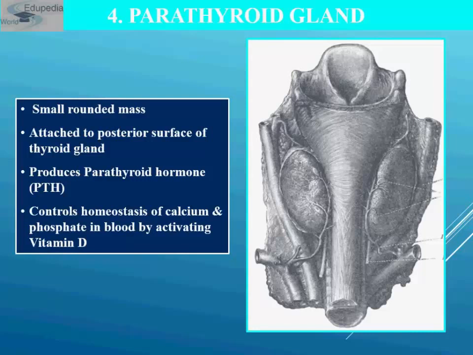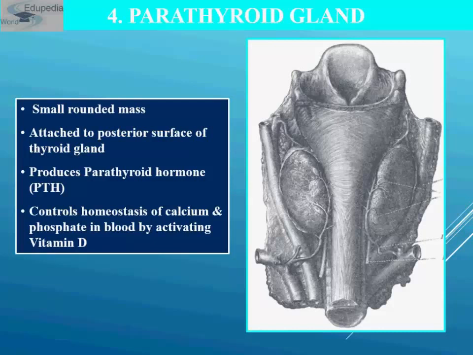Two pairs of small pea-sized parathyroid glands are located on the dorsal side of the thyroid gland. This is the thyroid gland, and the pea-sized parathyroid glands are located on the dorsal or posterior side of the thyroid gland. One pair is embedded on each lobe of the thyroid.